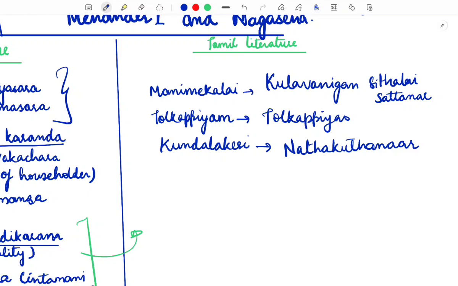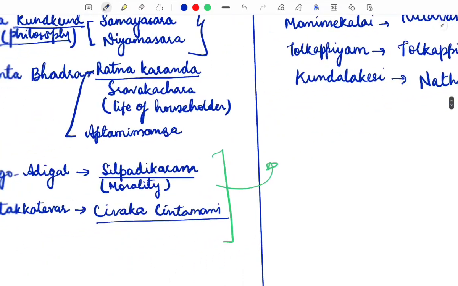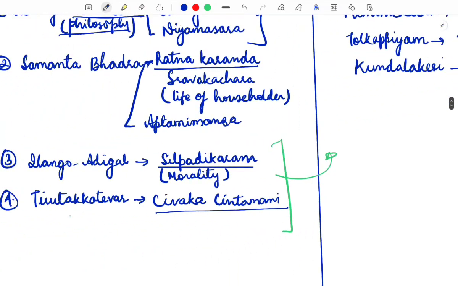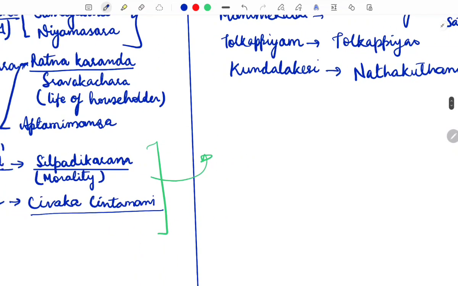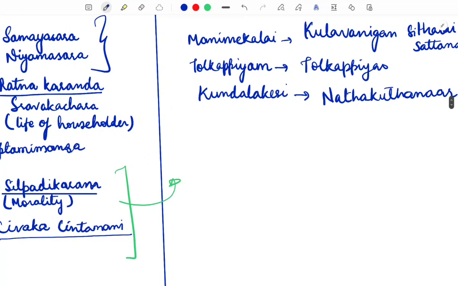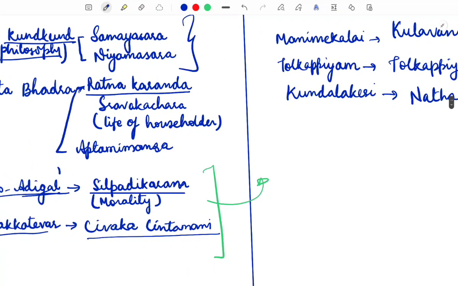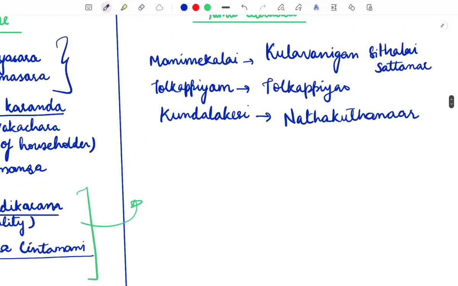Okay, for now I won't suggest you mug up each and everything. So the most important 4-5 texts are Silpadikaran and Shivak Chintamani. Shivak Chintamani was written by Tiruta and the Silpadikaran was written by Ilango Adigal. Okay, there is a hostel named after Ilango Adigal in our university. You must have heard about that, I was also staying there. So Silpadikaran is actually about morality in Jainism.